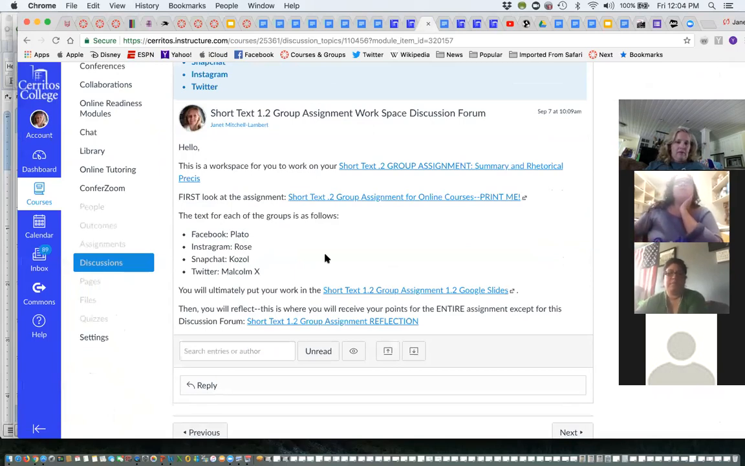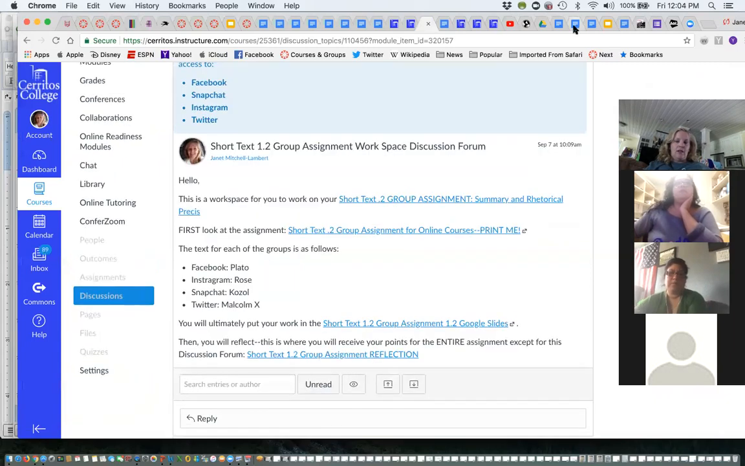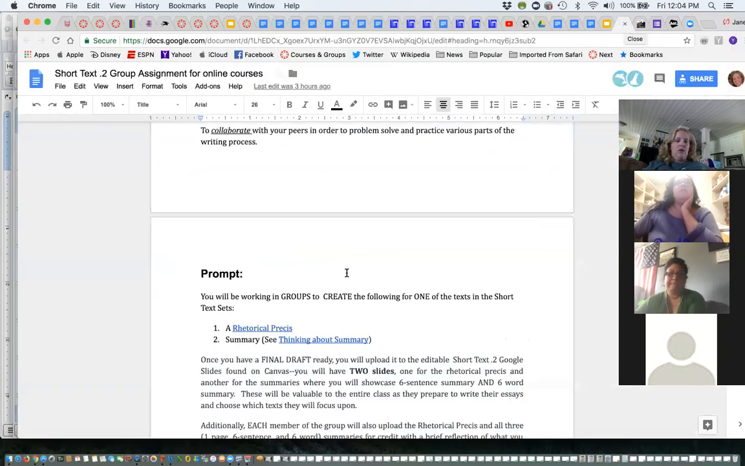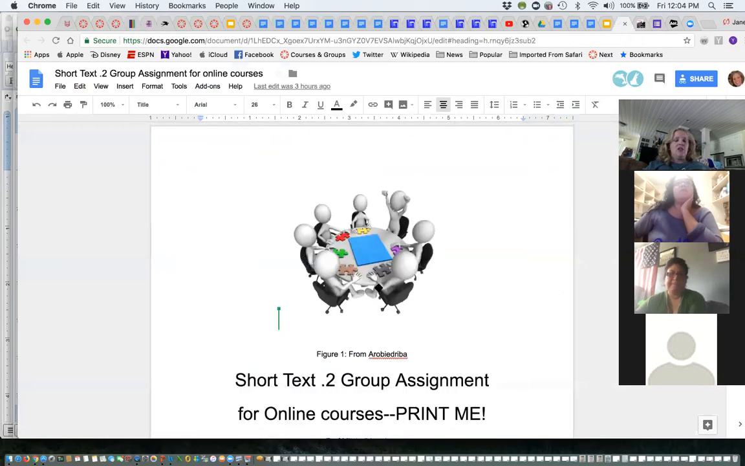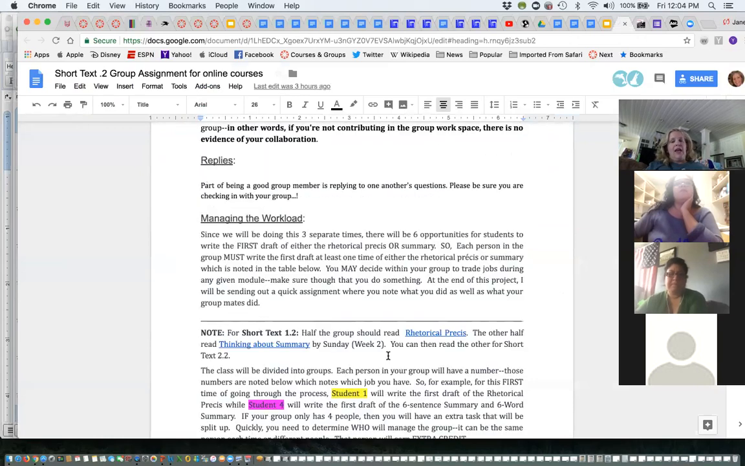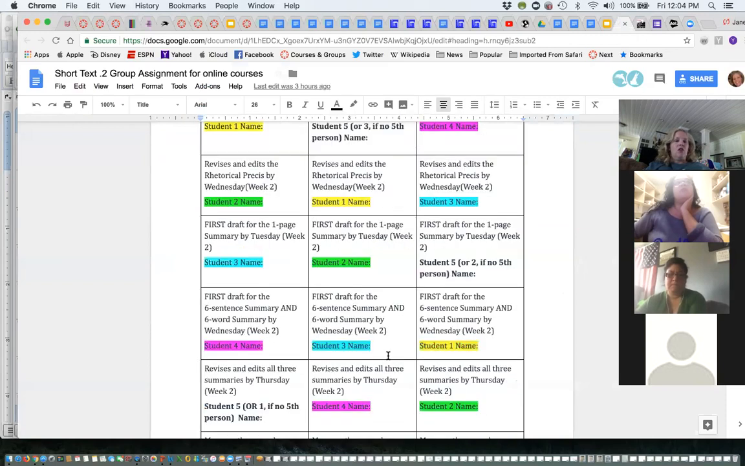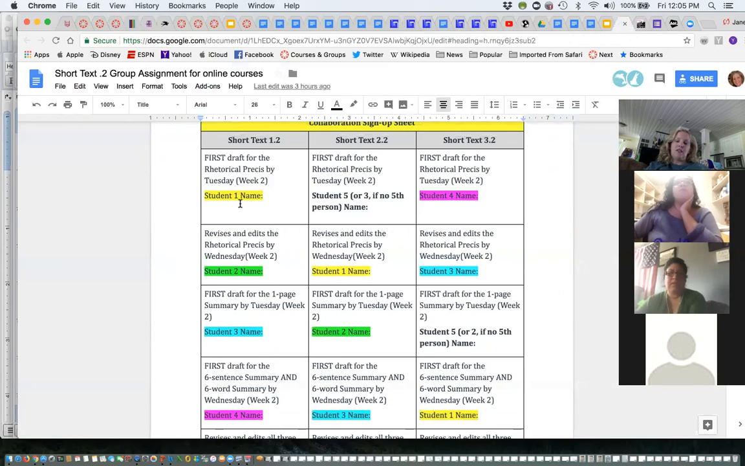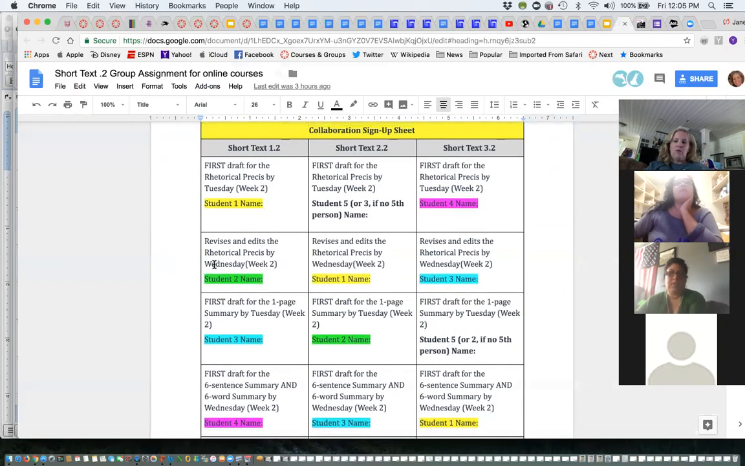Then, if we look at this, these are the assignment instructions, which I can click out from Canvas. You should print this out. Based on your student number, you have an assignment to do and a suggested due date. So what student number were you? I think it was number 2 or 3. So if you're number 2, you're doing this. If you're number 3, you're doing this.